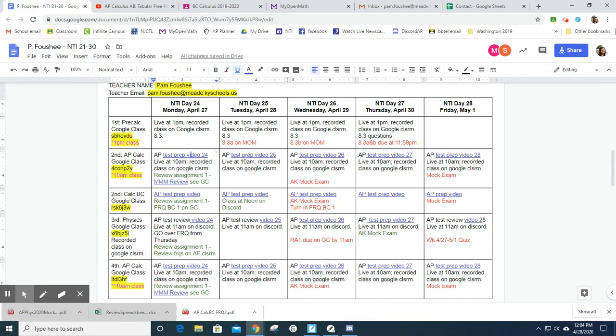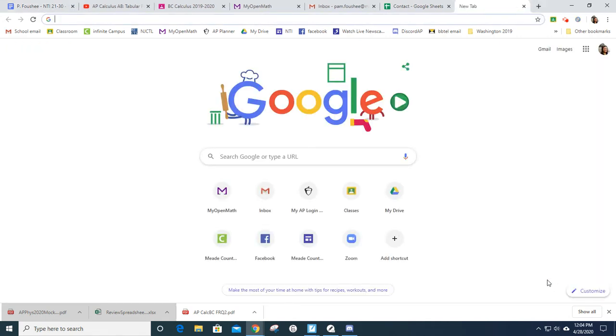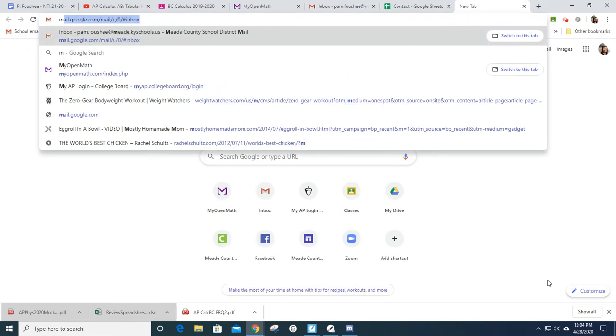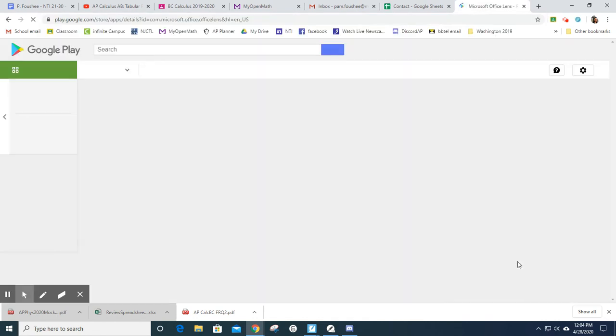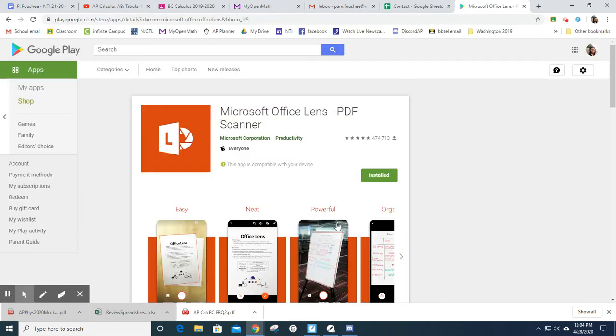I don't know if I showed you guys, I have an Android, so I don't have that notes app. I don't know if you all do. If you have an iPhone, use the notes app and load them up that way. If you have an Android like I do, I downloaded this. It's just a PDF scanner. It makes it a lot clearer and a lot easier to read.